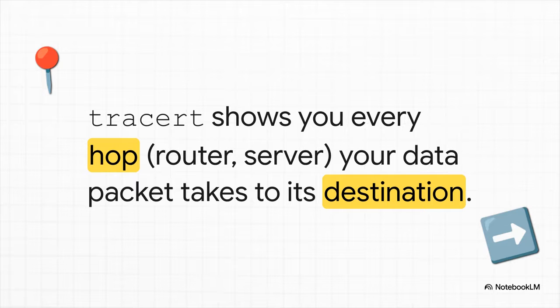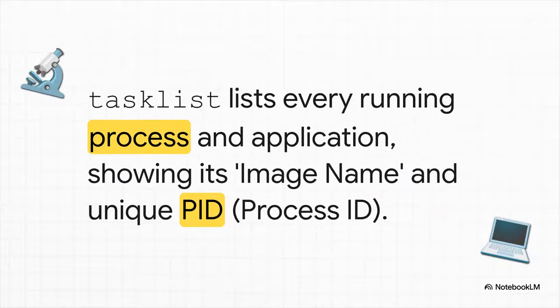But what about the journey your data takes across the internet? That's where tracert, or traceroute, comes in. It literally shows you every single hop, every router and server your signal bounces off of to get to its destination. So if your favorite game server is lagging, tracert can show you exactly where on the internet the problem is.